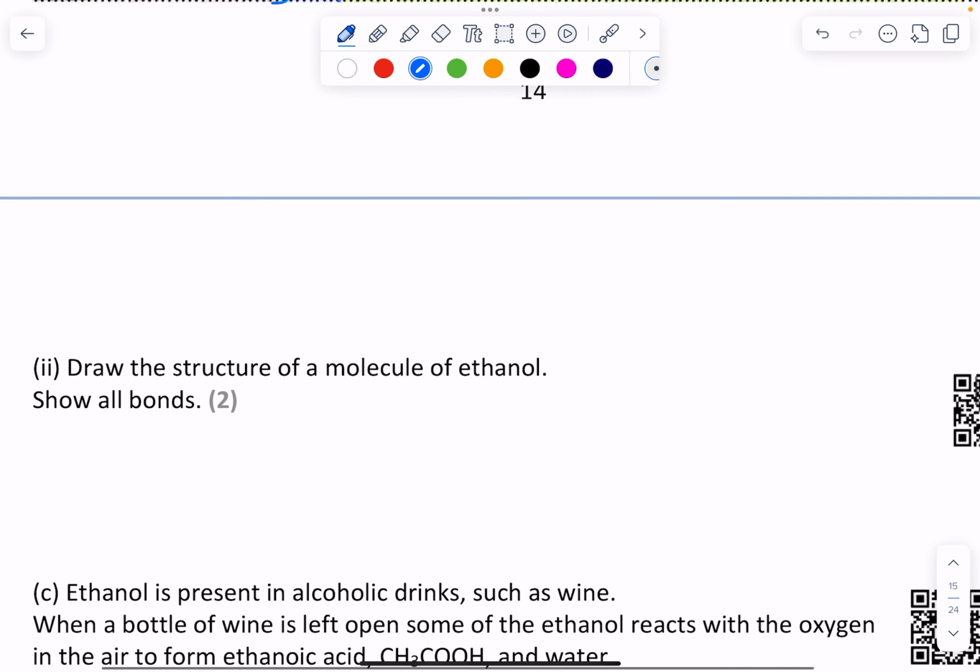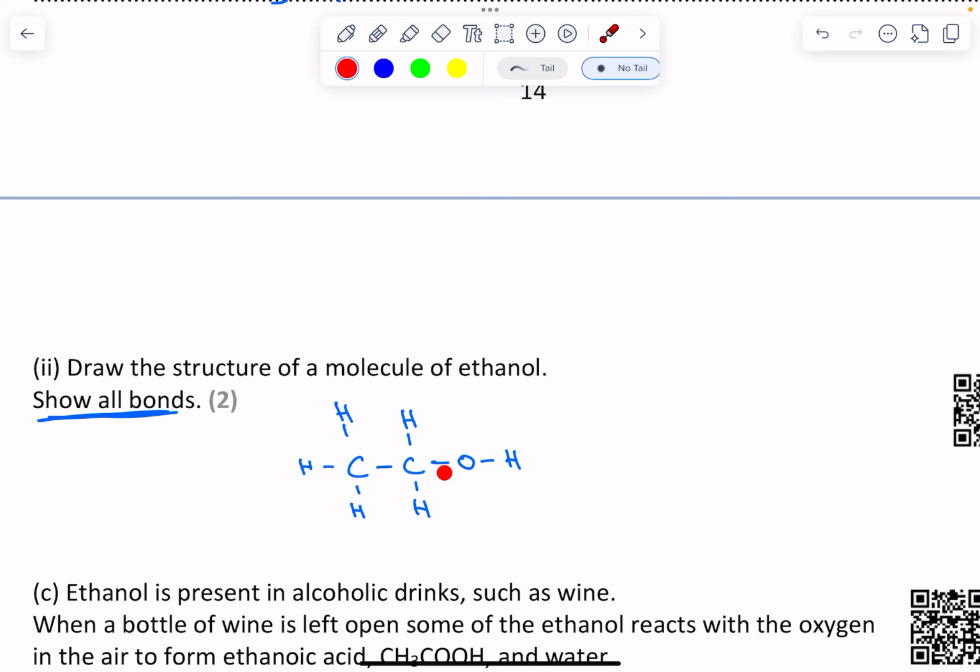Draw the structure of ethanol. So ethanol, we're told up there it has 2 carbons. This is very important. Show all bonds. So it's also got an O and a H. And then the rest of these carbons need to have 4 bonds on each carbon. And they are made up with hydrogens.